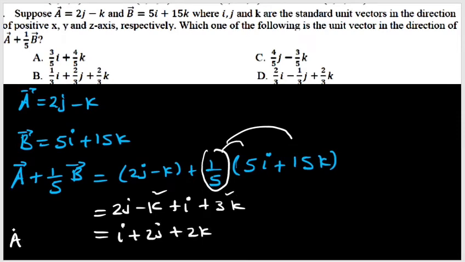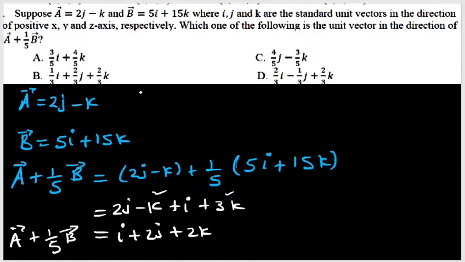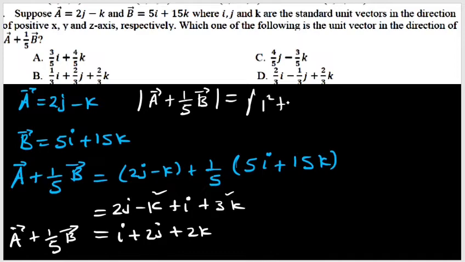This is the same as A plus 1/5 of vector B. But what's asked is the unit vector in the direction of this. So we have to divide this vector by its own magnitude. Let's find the magnitude. The magnitude of A plus 1/5 B is equal to the square root of each component squared and added: 1 squared plus 2 squared plus 2 squared. When you do this, we get 3, because 2 squared and 2 squared is 4 plus 4, which is 8, plus 1 is 9, and the square root of 9 is 3.